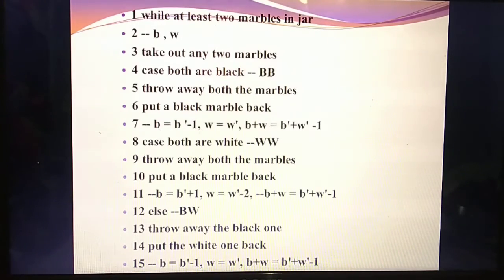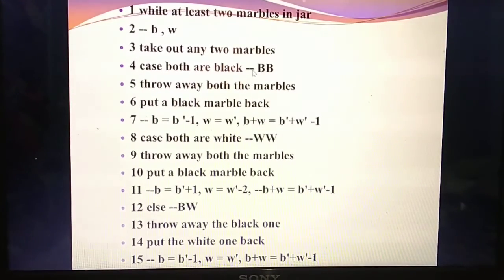Listen. B equals B dash minus 1. What's the meaning? You are taking 2 marbles, from which color? Black color. If both are the same, you need to put a black marble again inside the jar. So which color are you taking? Black. So B dash minus 1. Understand? But white remains the same. You are not taking any white. So W equals W dash.